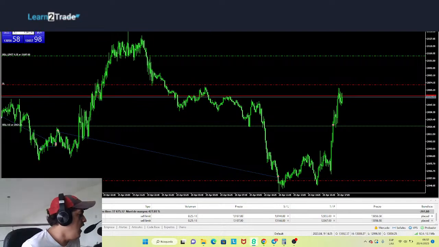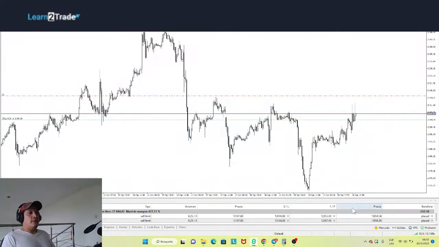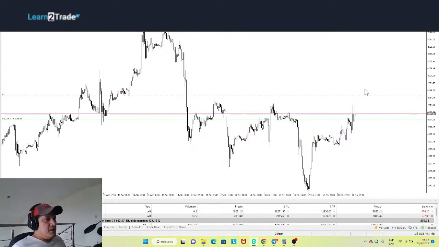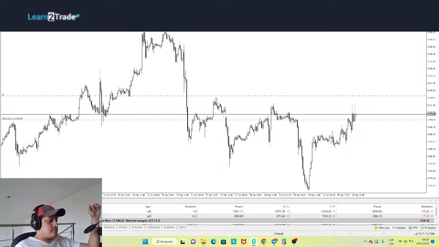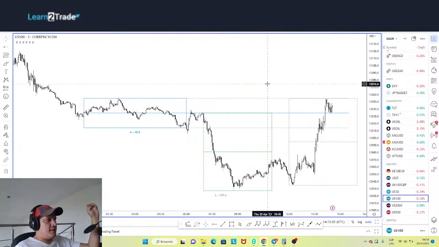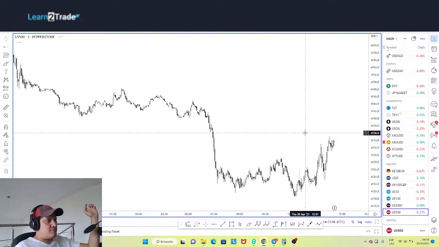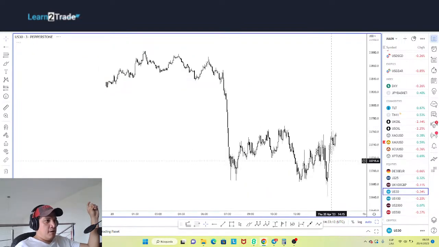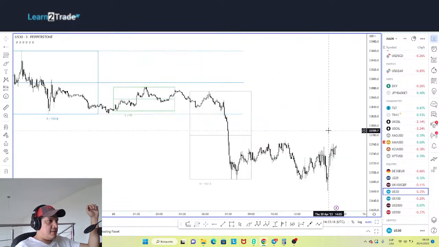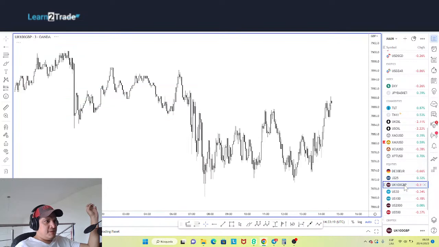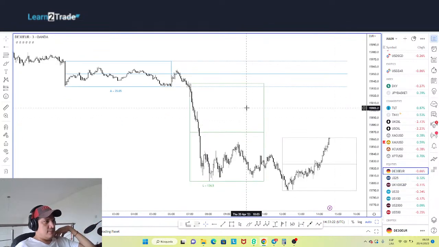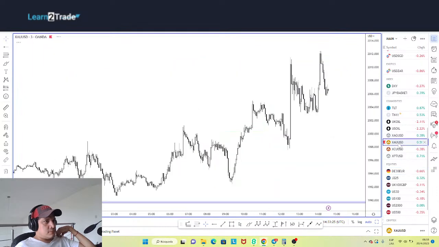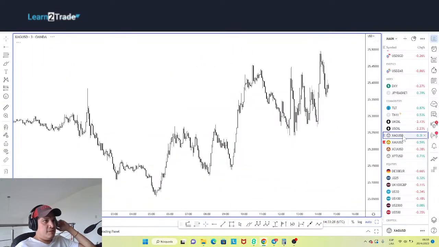And gold. Two very long wicks to the upside in gold. And let's have a look at some other markets. The S&P 500 coming up towards this liquidation zone. The Dow is very choppy today. Choppy, choppy. Gold. I'm already in gold.